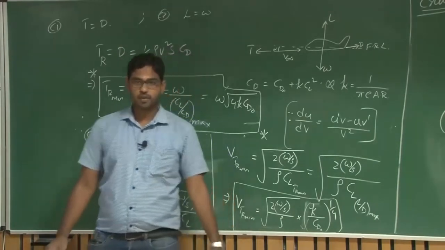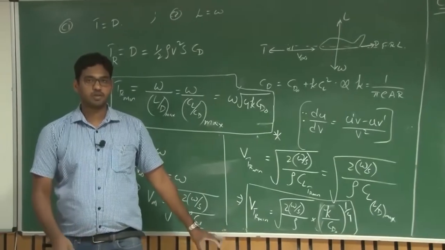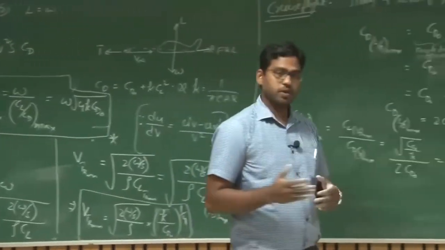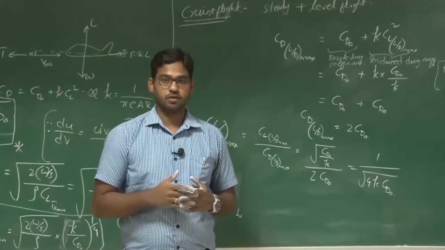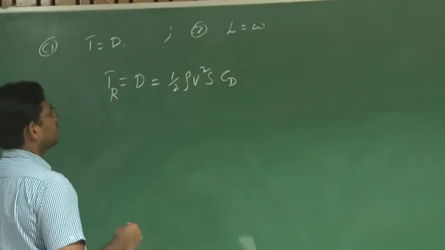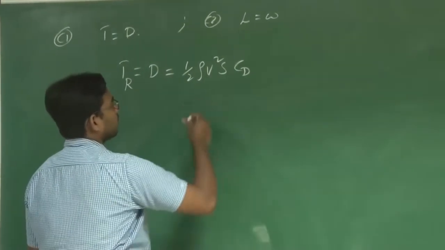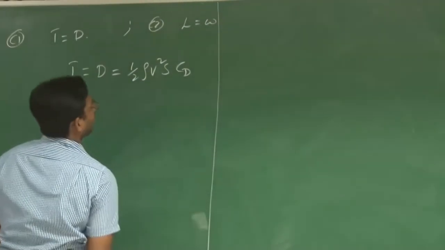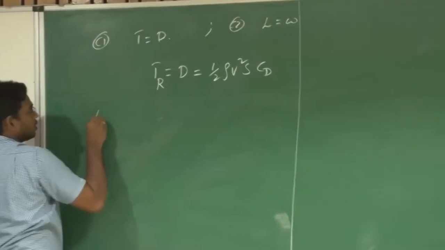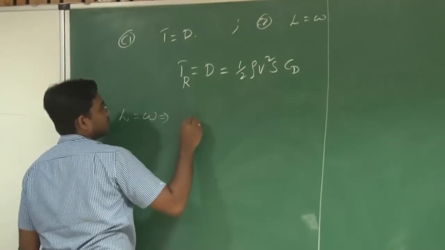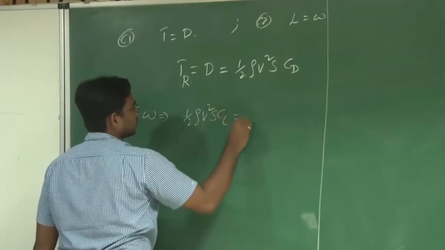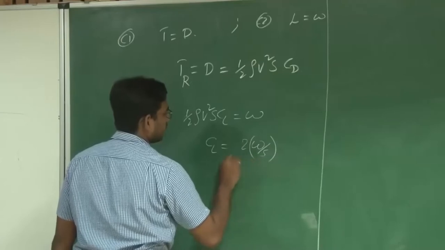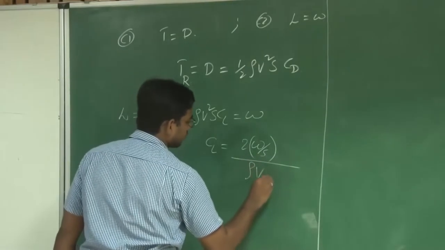Say if you don't want to fly at this minimum thrust required velocity, since your mission may demand you to fly at a different velocity, what should be the solution? What will be the corresponding thrust required there? We'll discuss that right now. Let's have a closer look at this equation. From C1, thrust required is equal to drag, which is half rho V squared S CD. And from C2 we have L equals W, which implies half rho V squared S CL equals W, where CL equals 2W by S divided by rho into V infinity square.